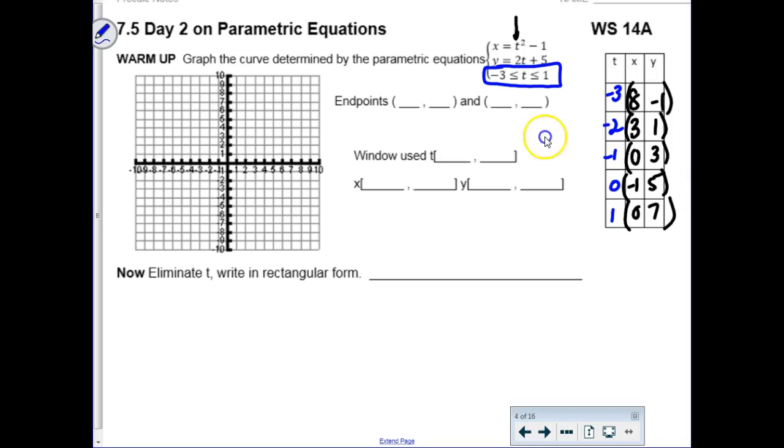So the endpoints specifically are the beginning and ending points, so this guy and this guy. So you're going to write (8, -1) and (0, 7).